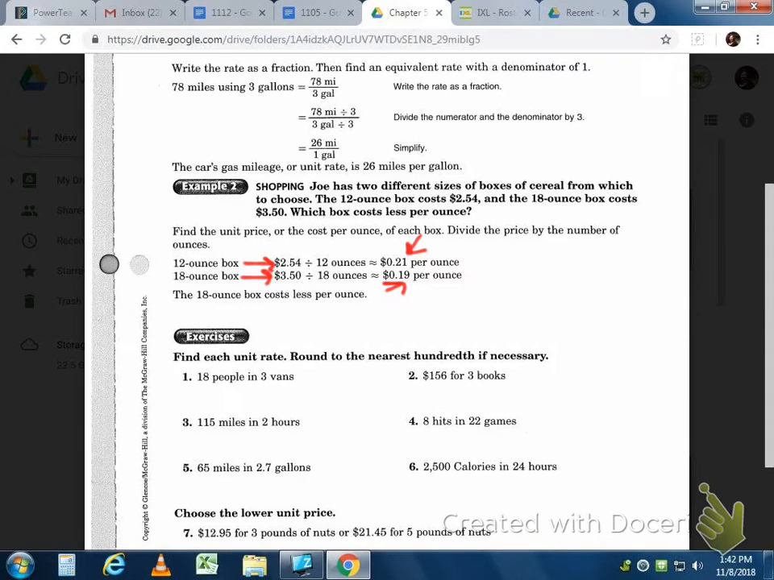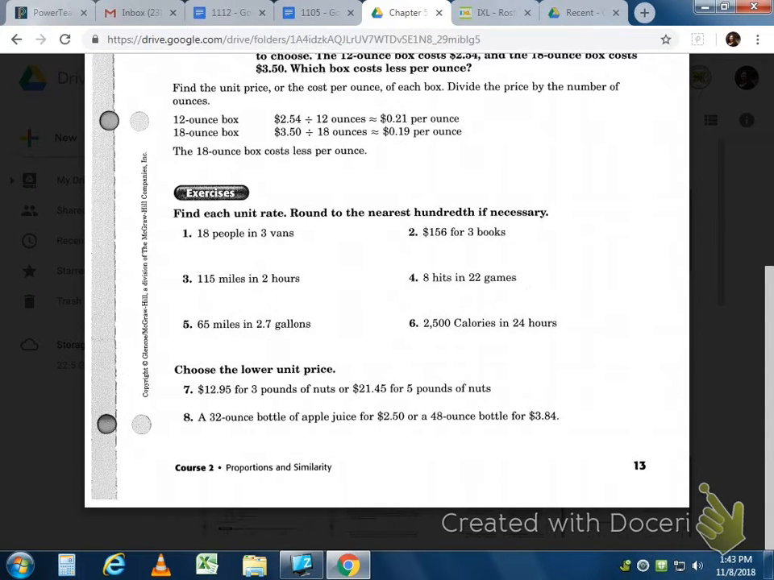All right, so let's look at some examples below. The first few say find the unit rate. Now this part, round to the nearest hundredth if necessary. How many decimal places is hundredths? Emma?